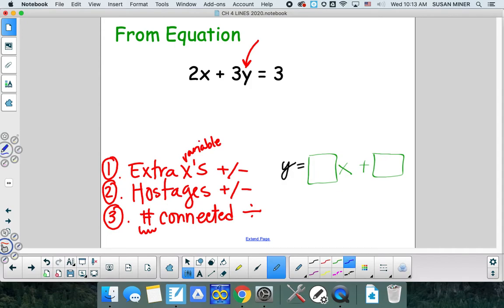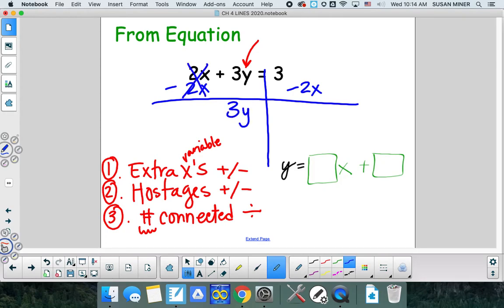Over here, I have to get rid of the 2x first, because that's the variable that I don't want. Here's my line down the middle. I'm going to subtract off 2x, since it started out as a positive 2x. And since I subtracted it from one side of my equal sign, I have to subtract it from the other. Over here, these are going to go to 0, and all I'm going to have left on this side is 3y.